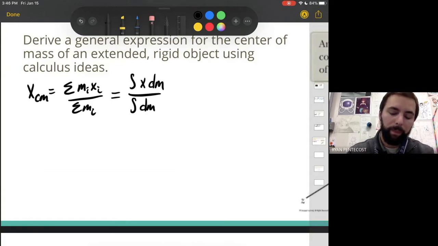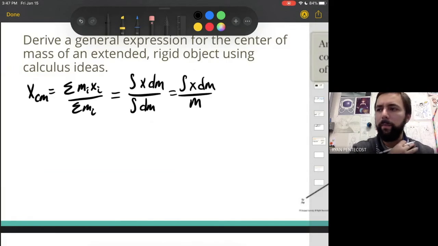Now, we could integrate dm, right? If you integrate dm, you just get m. So you really just have the integral of x dm divided by m. So that's not too difficult. But integrating x with respect to m, it's kind of hard to integrate across mass, right? You're like, what would be your beginning and end value in this scenario? When you're calculating center of mass, integrating across mass is kind of a tricky concept.